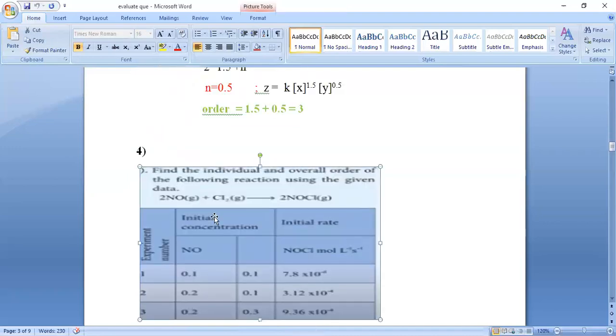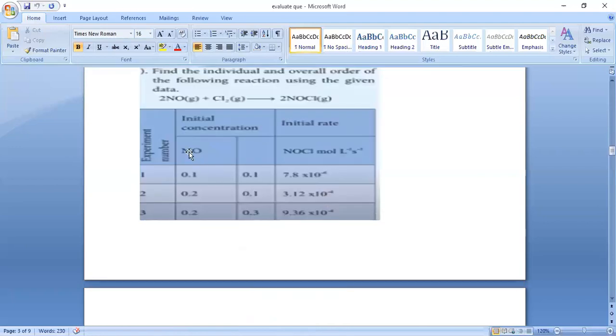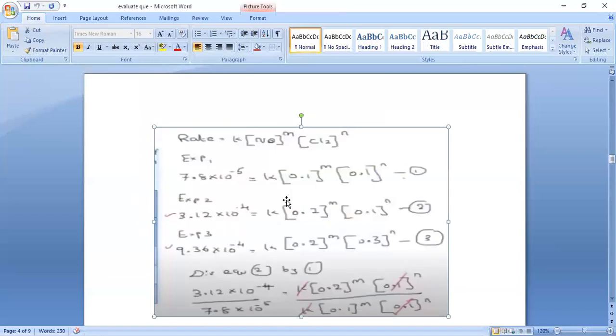So next, fourth question: find the individual and overall order of the following reaction using the given data. 2NO plus Cl2 gives 2NOCl. The NO initial concentrations and the Cl2 initial concentrations are given here. So what are the rates of NOCl formation? There are three different experiments given here. So how to write the rate equation for this reaction? Rate is equal to k [NO]^m [Cl2]^n.